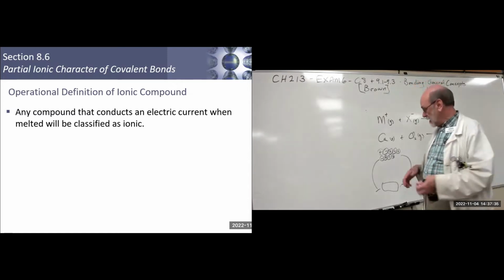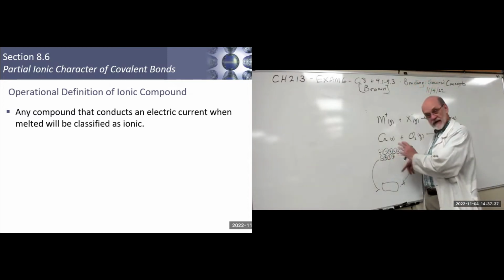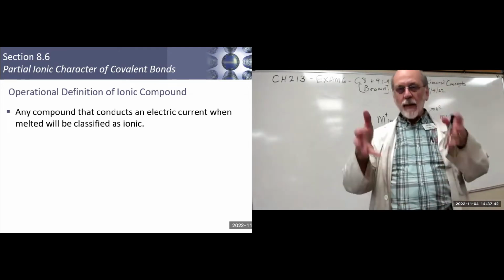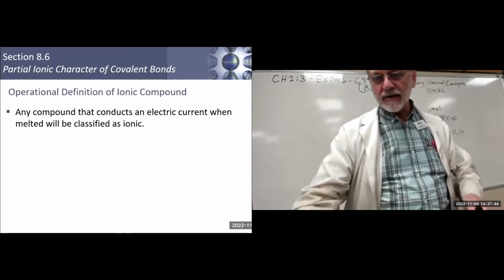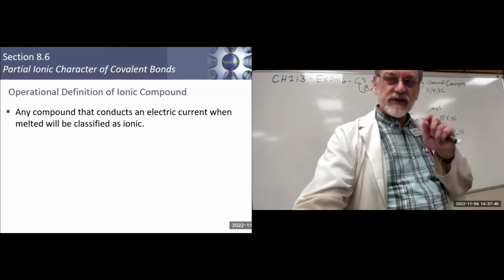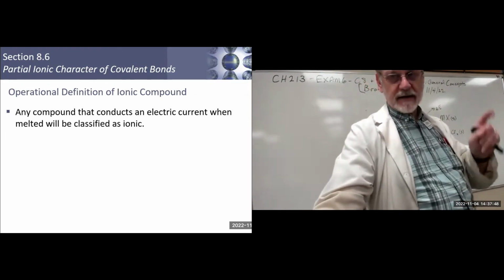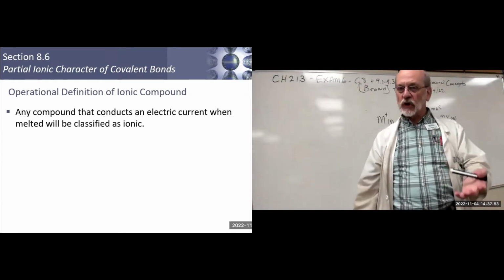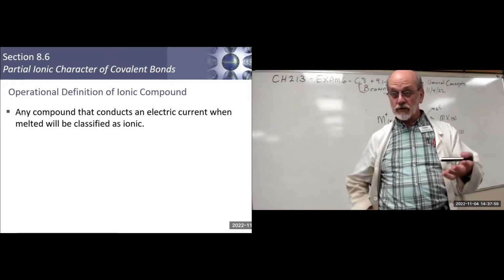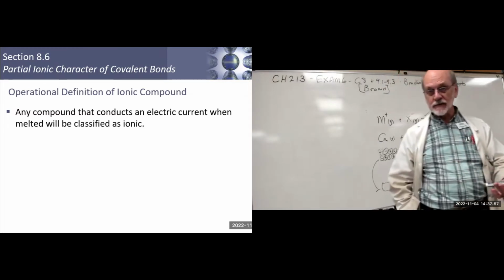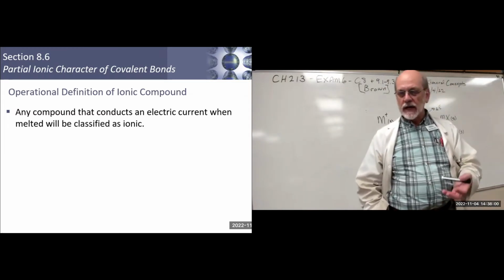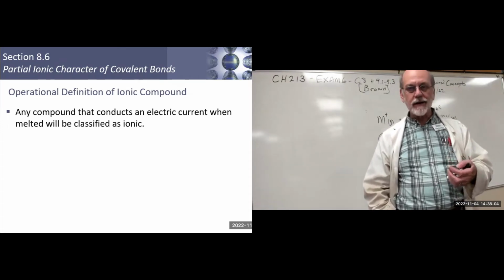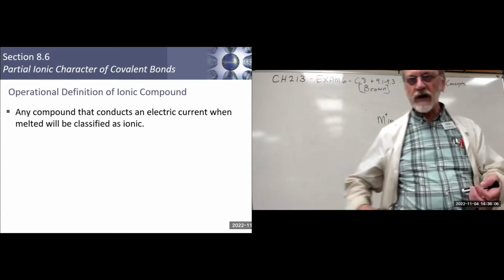If you melt them now, turn it into a liquid, then these ions are free to move, and it will conduct electricity. That's the operational definition of an ionic compound. You have to melt it and then pass a current through it. If it goes, fine. If it doesn't, it's not ionic. So if you have solid sugar, right, table sugar, and you melt it, which you can do, it will not conduct electricity because the sugar molecules are not ionic. They will not transmit a charge.